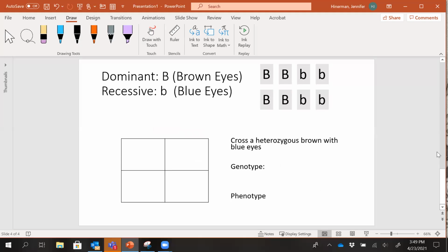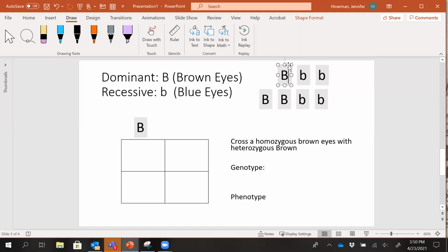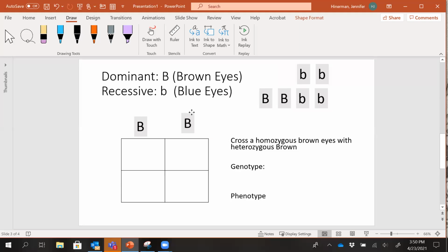Okay, so we're going to do two more practices. So this time we're going to do homozygous brown eyes. Homozygous means same. Brown is big B. And then we're going to cross heterozygous brown eyes. So remember, heterozygous means one of each. So you have one big B and you have one small b.